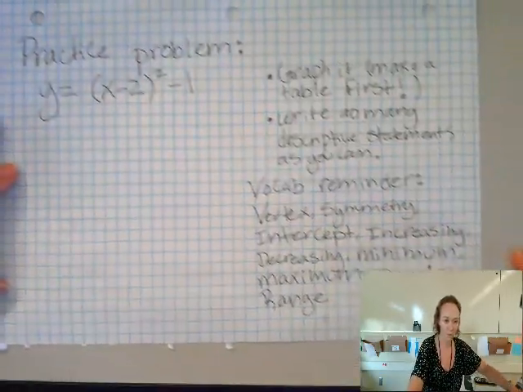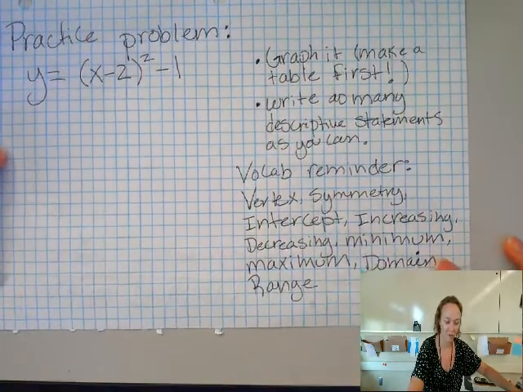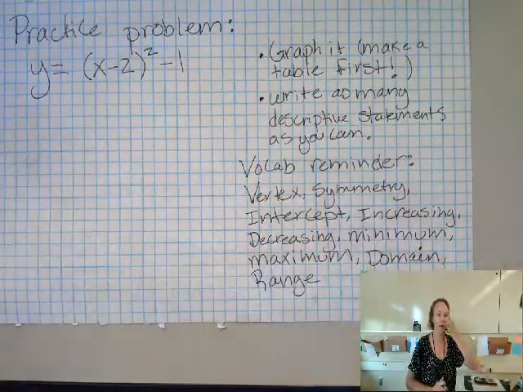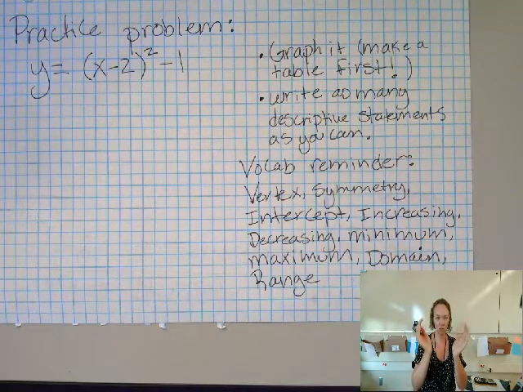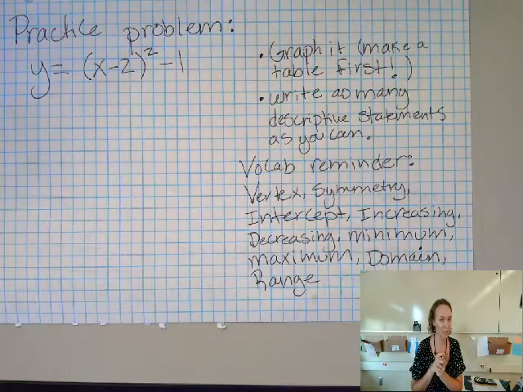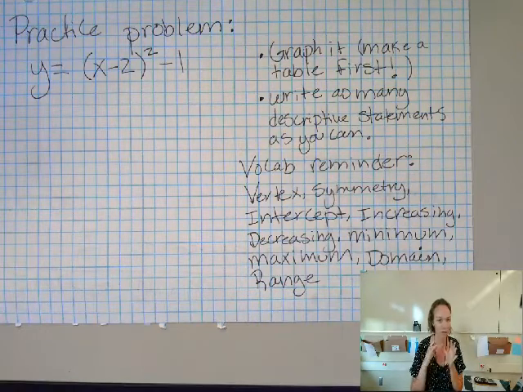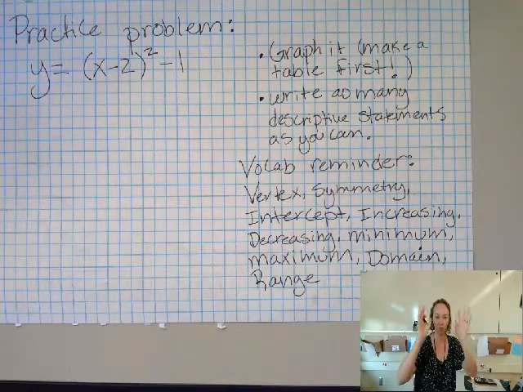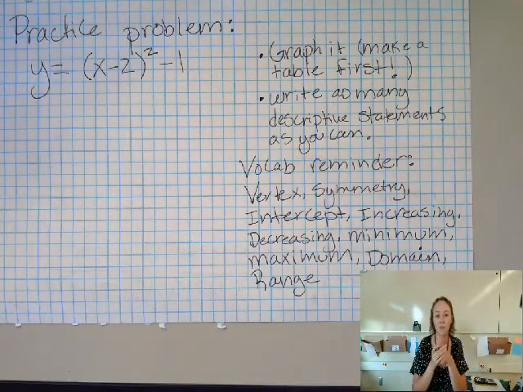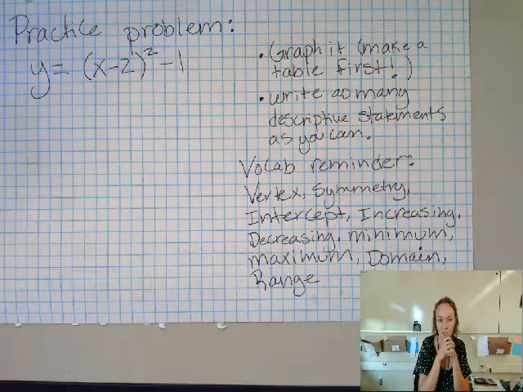Okay, now for your practice problem. On this one, you are going to graph the rule y equals (x minus 2) squared minus 1. You'll make a table first, just like how we practiced in this video, being very careful with your order of operations, writing out all the steps if you need to. Then you'll make a lovely graph, adding more points as needed so that you can see what it looks like. Then you'll write as many descriptive statements as you can.